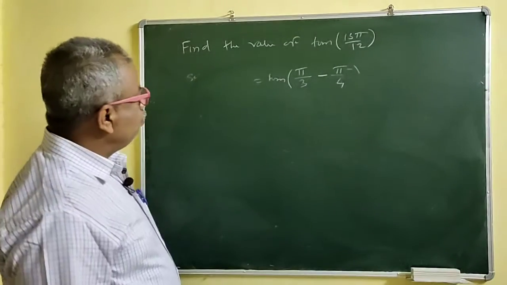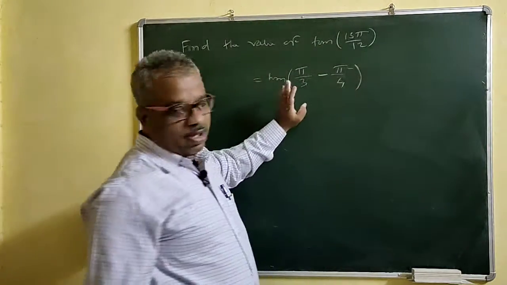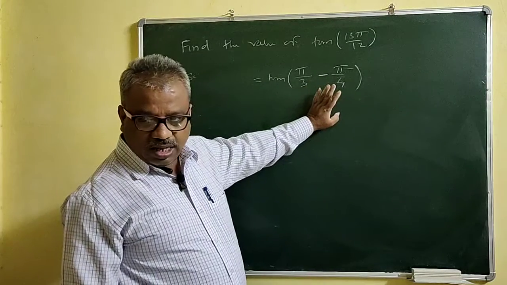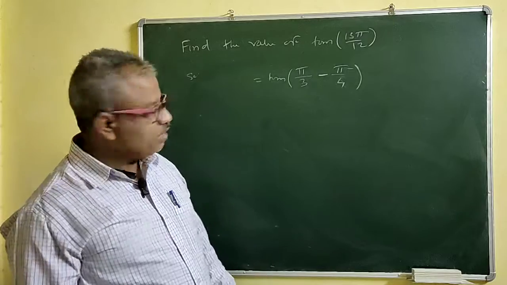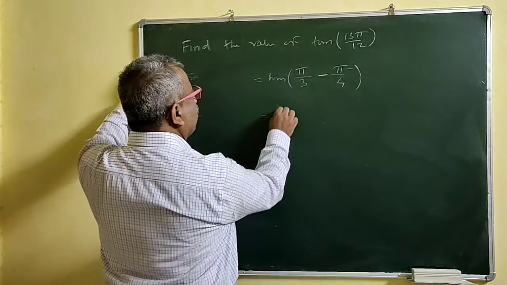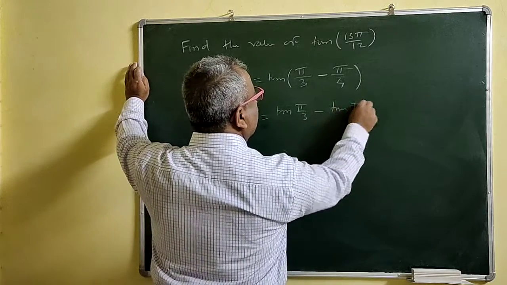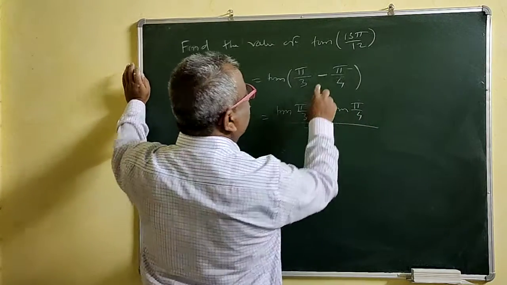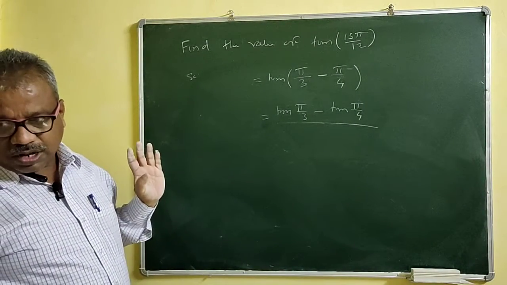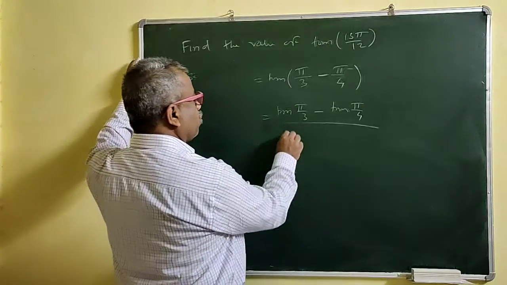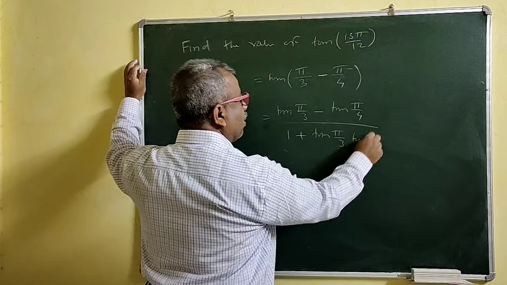Okay. So now we can apply the formula here, because tan pi by 3 exists and tan pi by 4 also exists. Now here you can apply the formula for tan A minus B. So tan of pi by 3 minus tan of pi by 4. If minus is there, then you write a minus sign at the numerator. Your denominator is now a plus sign, and you take the product of these: plus tan pi by 3 tan pi by 4.